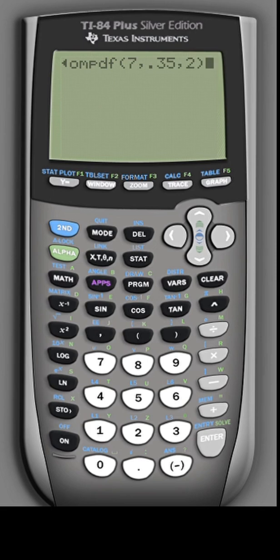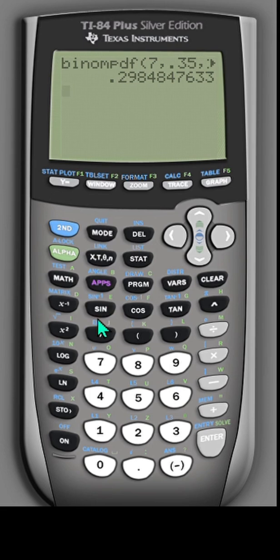Again, this is the TI-84 interface. If you have a TI-83, you would be asked to input the first value, comma, the second value, comma, the third value. In this case, the number of trials, comma, the probability, comma, and the number of successes that you're curious about. So you hit enter and you get a number, right? You get 0.29, which is almost a 30% probability that exactly 2 of those 7 trials happen to be a success.